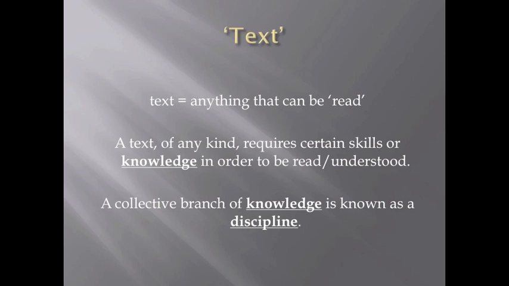A text of any kind requires certain skills or knowledge in order to be read or understood. A collective branch of knowledge is known as a discipline. So we have to remember that a text can be music, it can be the score, it can be an audio track, it can be an event. You can read a concert, you can read crowd response, those types of things. So the text is meant in the broadest sense possible here.